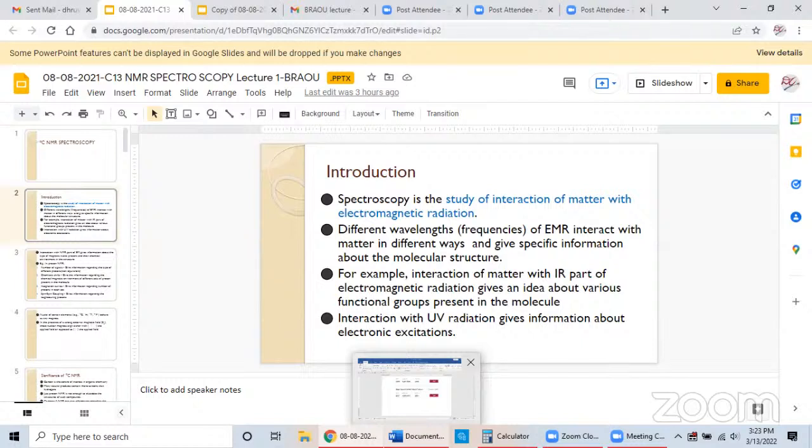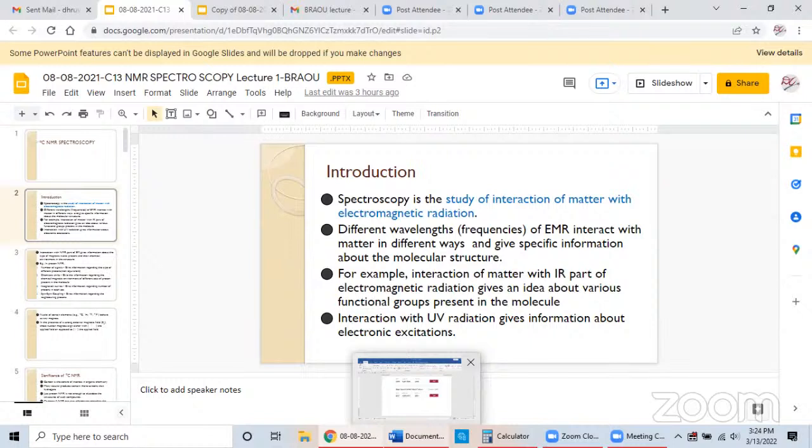For example, you have para-methoxybenzaldehyde. How many types of protons are there? OCH3 protons are there, aromatic protons are there, and CHO protons are there. So CHO has a different chemical shift, OCH3 protons have a different chemical shift, and the aromatic protons ortho to OCH3 have a different chemical shift.